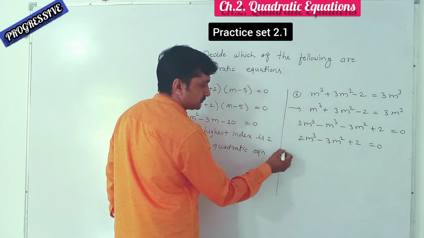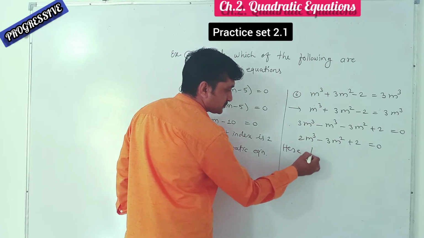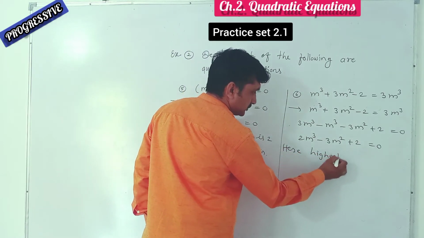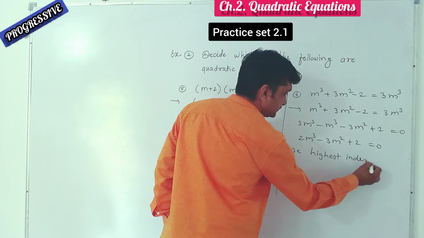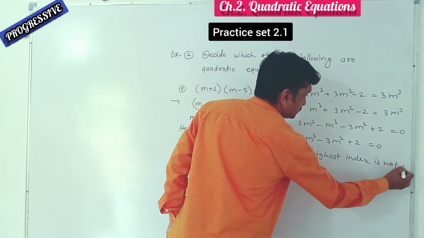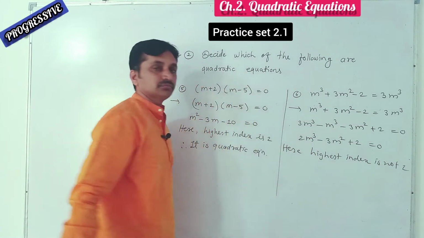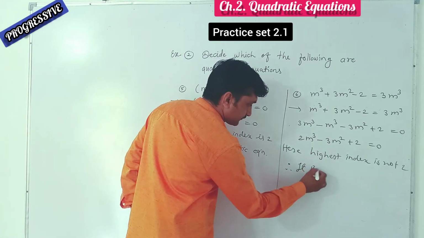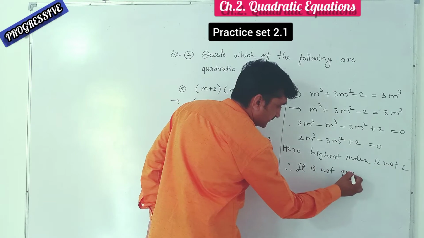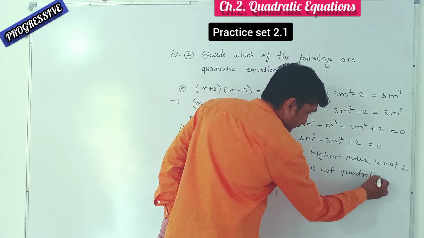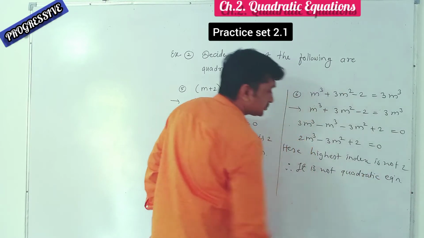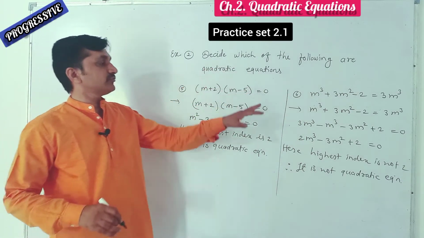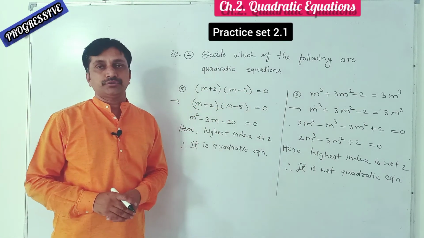And now check here, the highest index is not 2. What is the highest index here? 3, means it is not 2. Therefore, it is not a quadratic equation. In this way we can identify whether the given equation is quadratic or not.